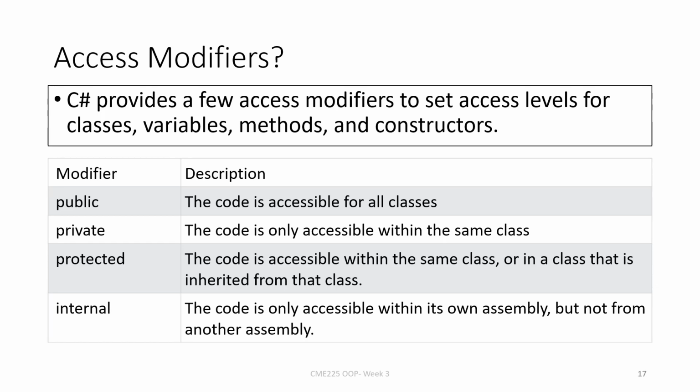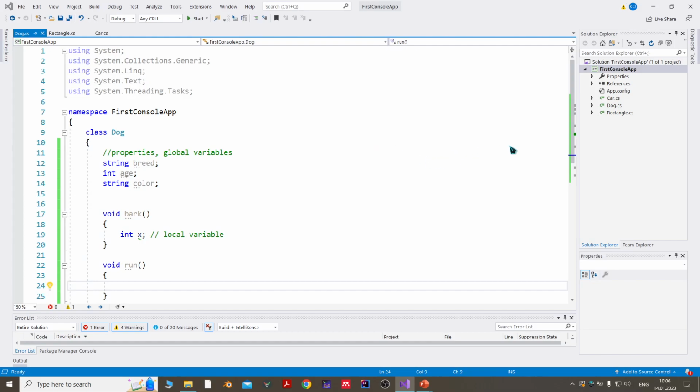If you put the public modifier in front of a method or variable, that means the code is accessible for all classes. If you put private, the code is only accessible within the same class. So let's talk about them.